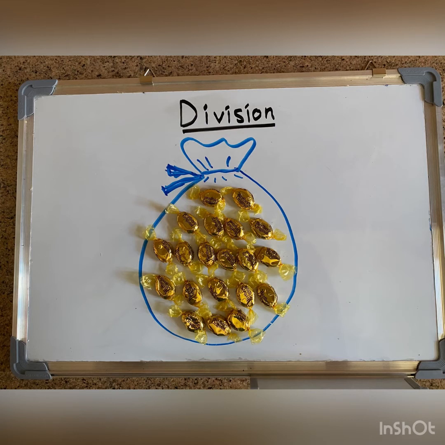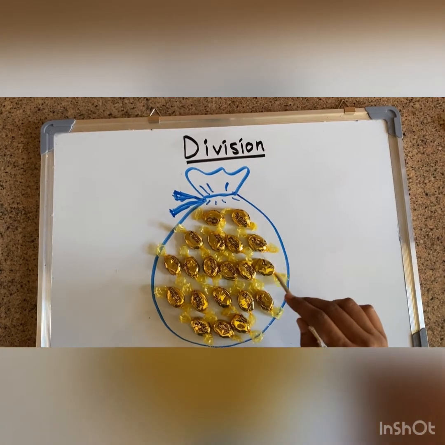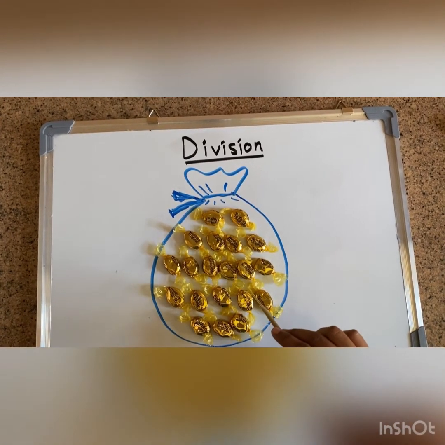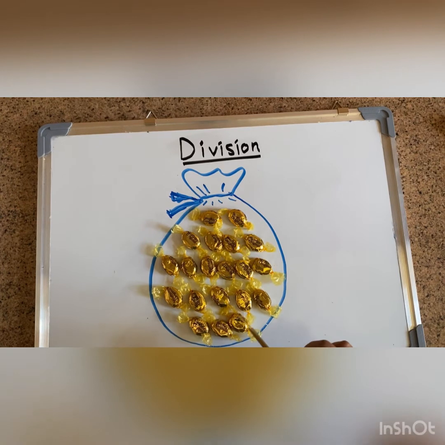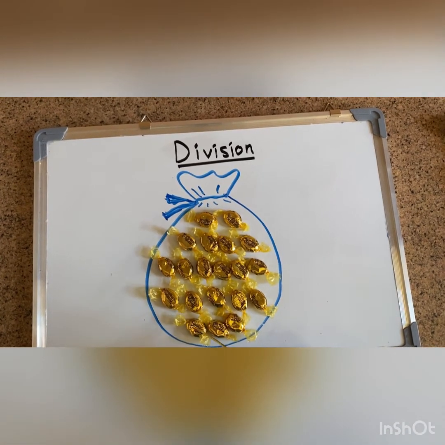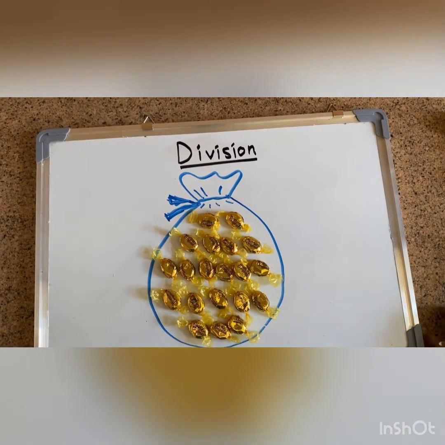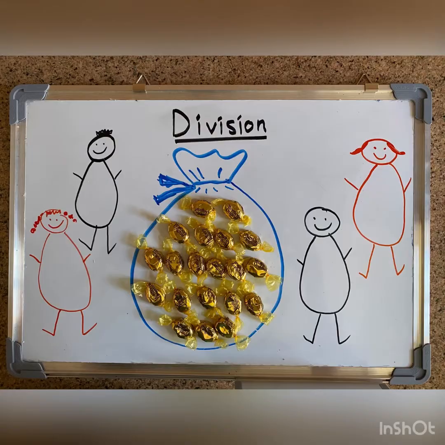If we have a big bag of candies, let's count the candies in the bag. 1, 2, 3, 4, 5, 6, 7, 8, 9, 10, 11, 12, 13, 14, 15, 16, 17, 18, 19, 20. We have 20 candies in the bag. If you want to divide these candies between 4 people, how many should each one have? Let's try it. We're going to distribute the candies between them.